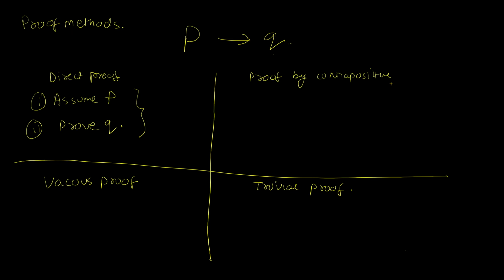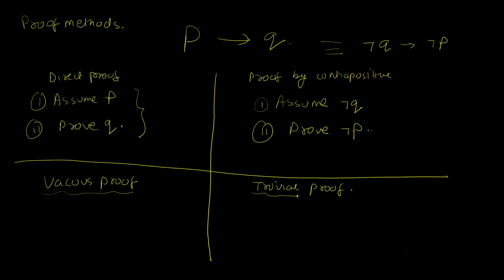Next, the proof by contrapositive comes from the contrapositive of this implication, which you know is not Q implies not P. And proving not Q implies not P will prove P implies Q at the same time. So the proof by contrapositive will start by assuming not Q, and then we will move on to prove not P. And if we are able to do this, we have proven not Q implies not P, and that is also the proof for the original implication by equivalence.